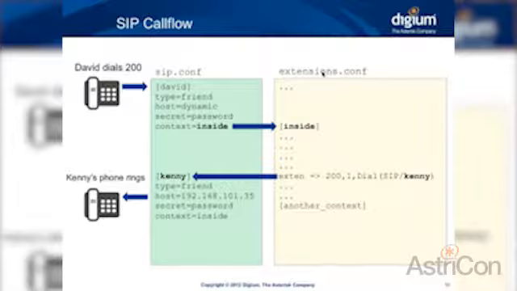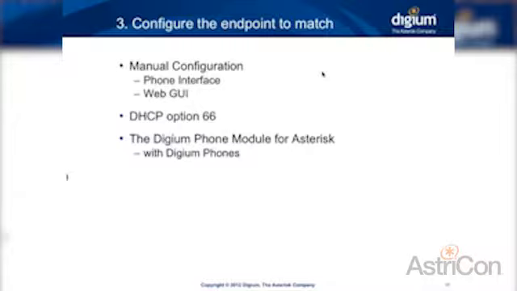We did that in sip.conf. We need to configure some type of way to dial the phone. We did that in extensions.conf through that one line of Dialplan script. That was pretty cool. And now we need to actually configure the endpoint. And so we'll talk a little bit about some of the various methods by which you can do endpoint configuration.